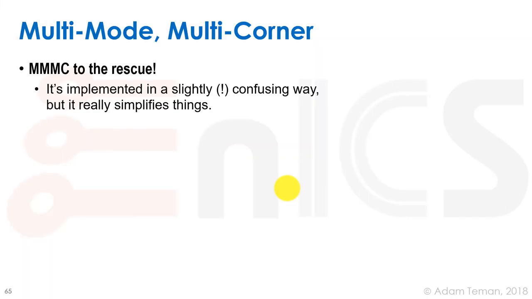Multi-mode, multi-corner, to the rescue. As its name says, we're going to have an automated process where we can define many different modes and many different corners. And we can have the tool know what each of them are, load it, run timing, run optimization, run timing again, check it all in an automated way. So we as users, after we first define it, don't have to do anything else. The problem is this is kind of complex, and therefore the implementation is a bit confusing, as you'll see. But in the end, if we understand what we're doing, it really simplifies things.